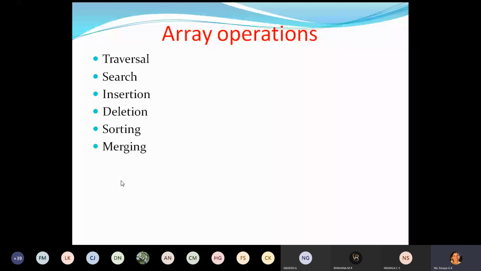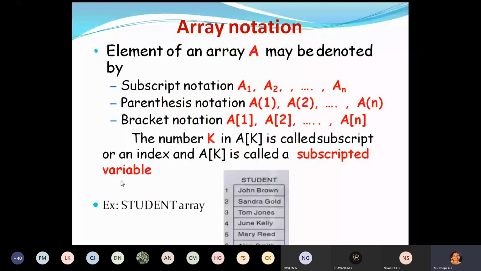Okay, these are the different array operations. Now, array notation. How to denote an array? As you all know, an element of an array A may be denoted by how many notations? 3 notations. Okay. First one is subscript notation, meaning A1. This is the subscript. If I write 1 over here, it is nothing but a superscript, isn't it? So using subscript notation, we can denote the array A1, A2 up to AN. What is this N? Students, anyone respond? What is this N?